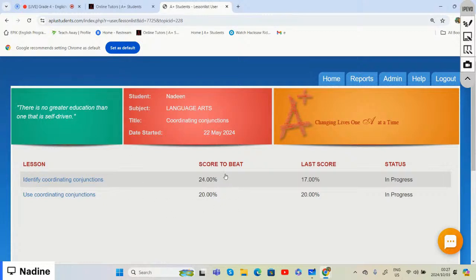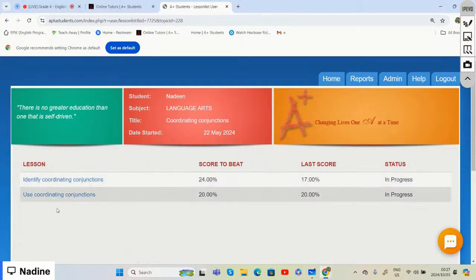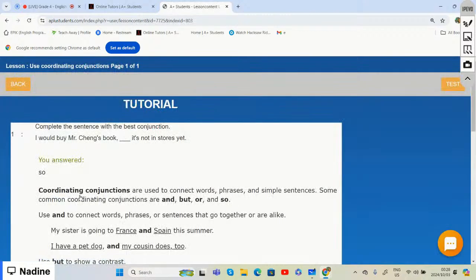All right. We're now going to the next one, which is to use coordinating conjunctions. We first had to identify coordinating conjunctions, where we underline where the conjunction is within the sentence. So now we're going to use coordinating conjunctions. Before we continue, a coordinating conjunction joins words, phrases, and simple sentences.